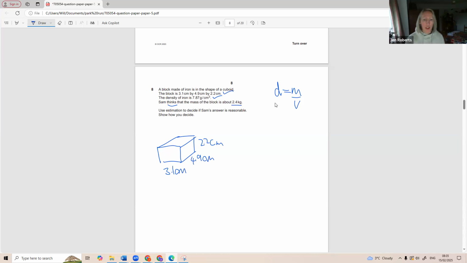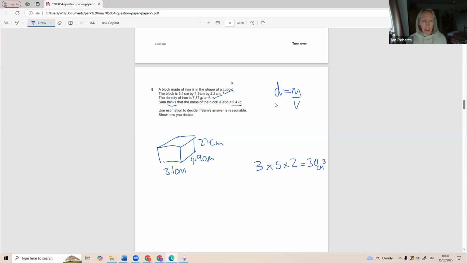So let's get the volume of this cuboid first of all. I'm going to round this to 3, so it's base times height times depth. So you multiply your dimensions together. Length, width, height, however you want to call it. So you've got 3, 5, and 2. 3 times 5 is 15, times 2 is 30 centimetres cubed. Always be careful with your units and measurements when you're looking at these types of questions.